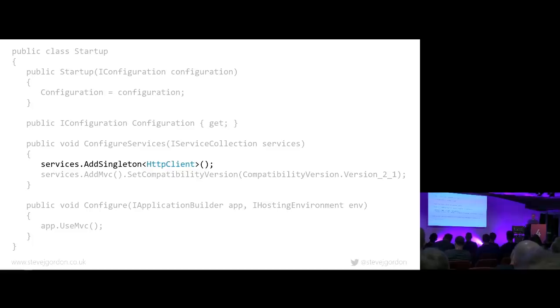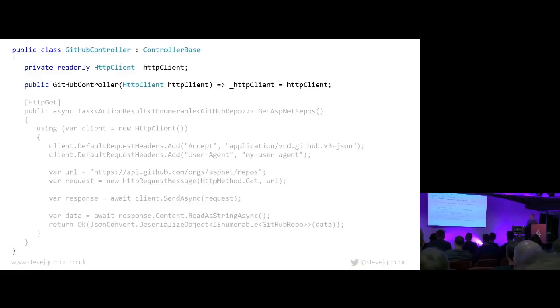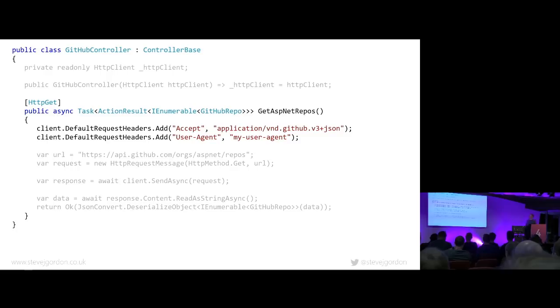And this means that I can inject it where I need to, and I would get the same instance time and time again. So if I were to update my controller now to take advantage of this, first I would add a constructor here, accepting my HTTP client from the dependency injection container. And then I can update my code a little. I don't need to create my own client anymore. I'm going to use that singleton instance that's going to be created once for the lifetime of the application. So I can get rid of my using statement.